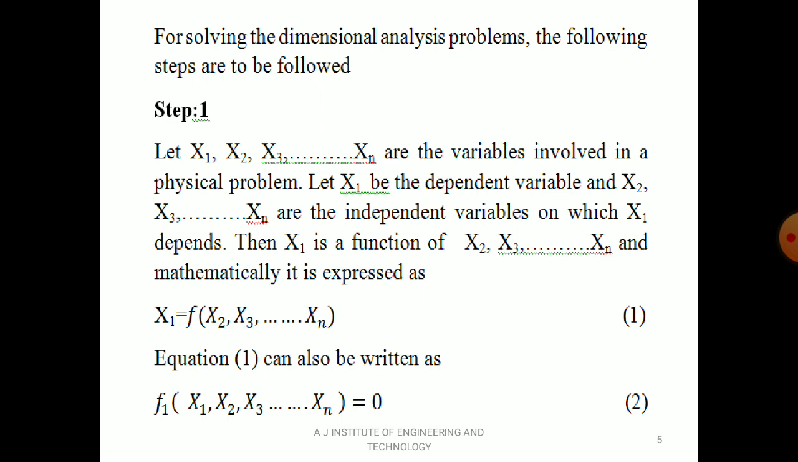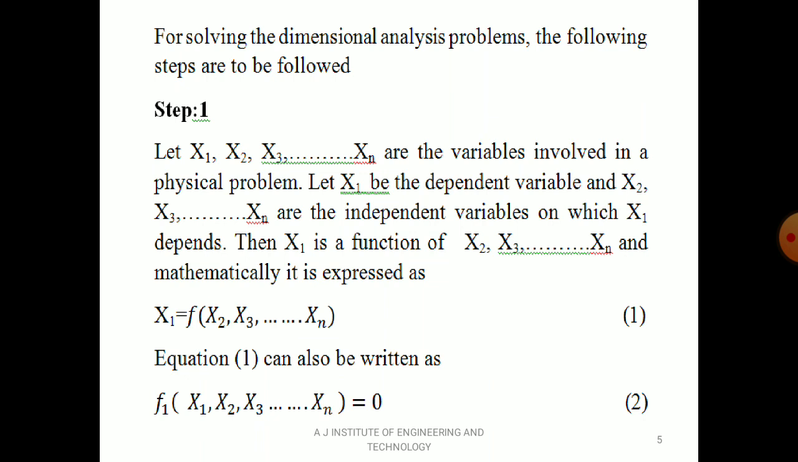For solving a dimensional analysis problem, the following steps are to be followed. First step: let x1, x2, x3 up to xn be the variables involved in a physical phenomenon. Let x1 be the dependent variable and x2, x3 up to xn be the independent variables on which x1 depends. Then x1 is a function of x2, x3 up to xn, and mathematically it is expressed as x1 equal to f of x2, x3 up to xn.